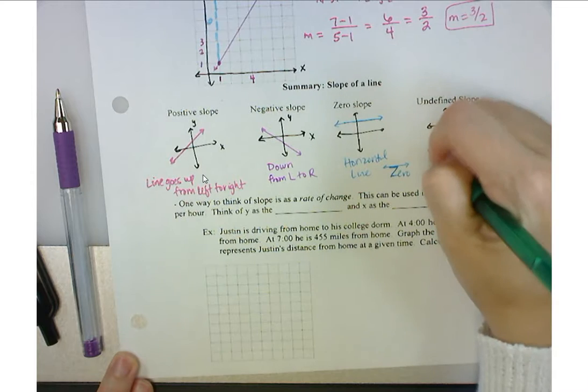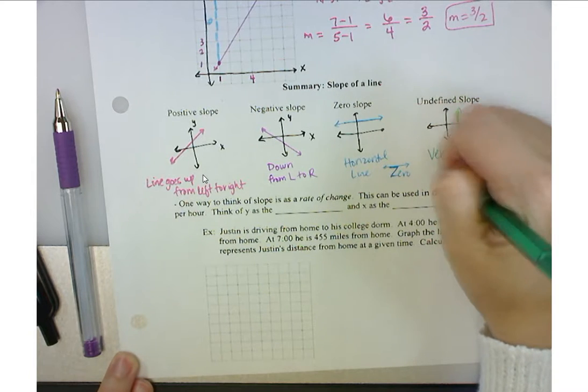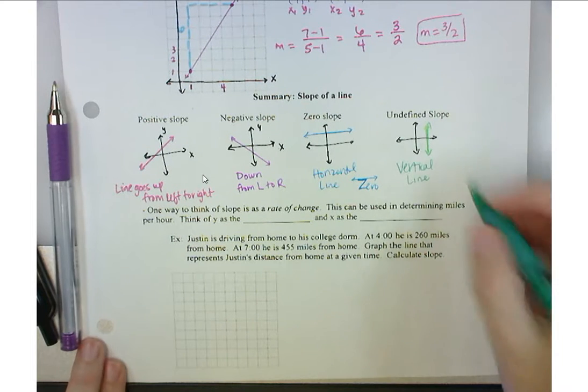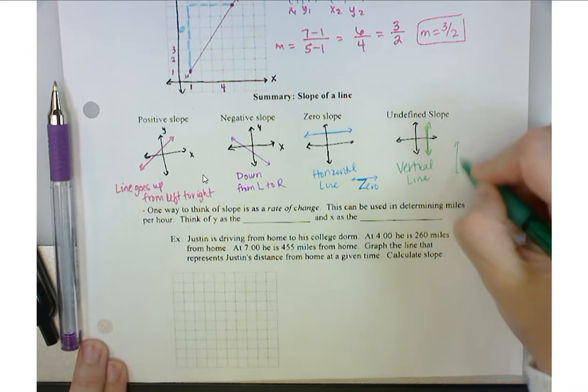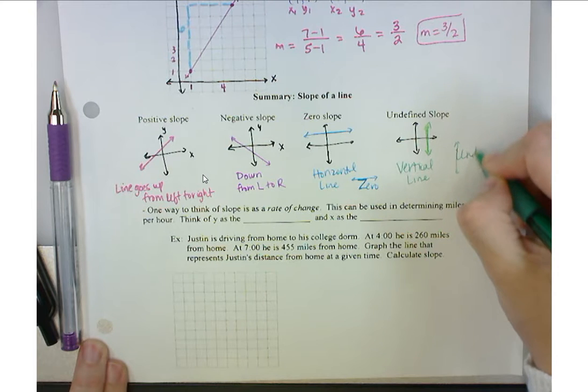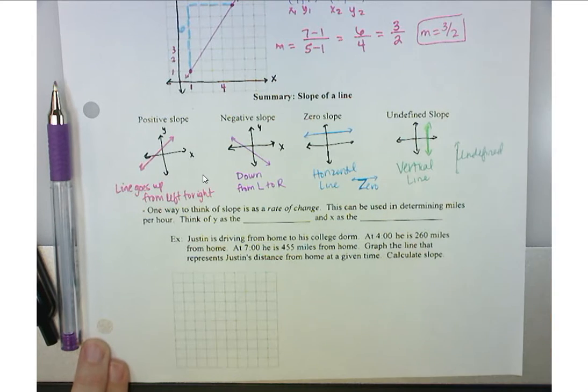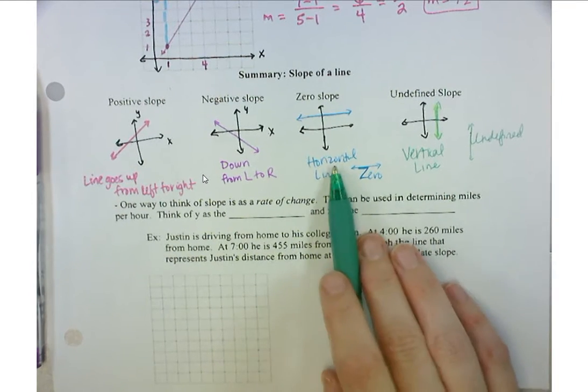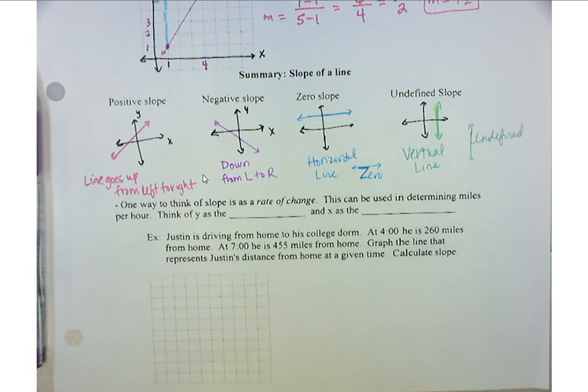Okay, so this one is a vertical line. And the slope is undefined, so the way that I remember that is you can start the U with the vertical line. Okay, so the U for undefined would be with the vertical, the Z with the horizontal.